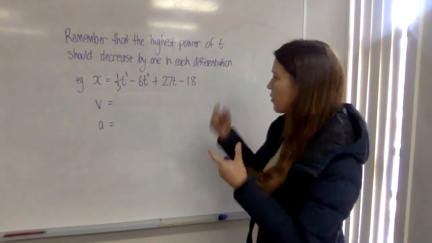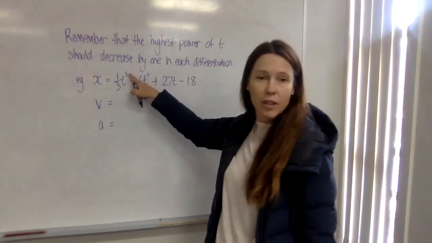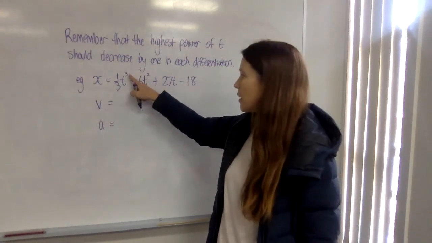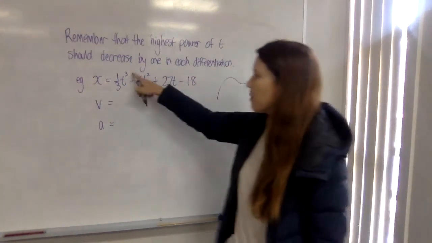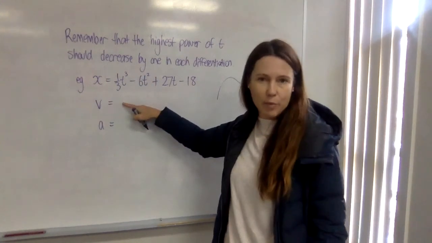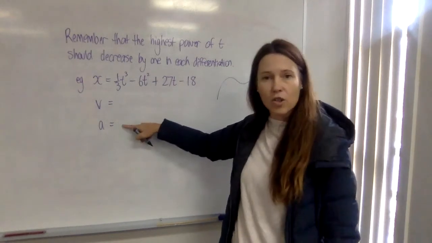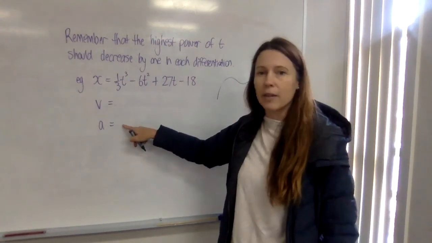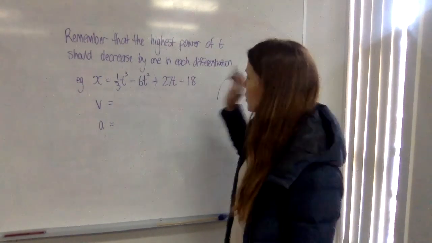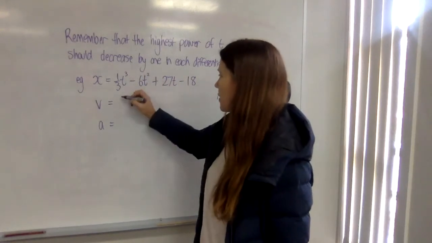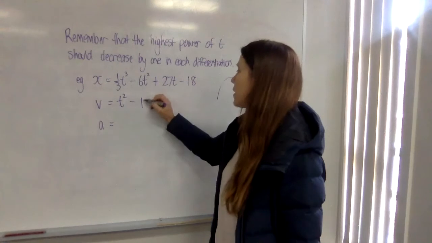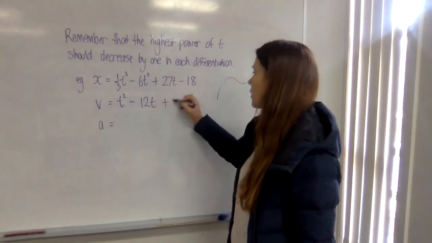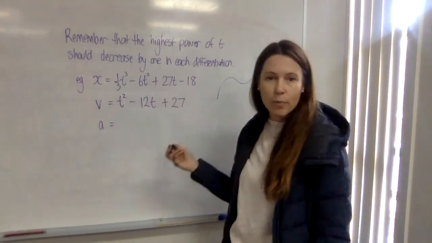So for an example like this, we've got a cubic curve for displacement, and it's a positive one, so we know it's going to have some sort of shape like that perhaps. That means that velocity will be the shape of a parabola, and acceleration should be linear or a straight line when we graph it. So differentiating this one quickly just for practice, we'd get 3 comes down, so we've got t squared minus 12t plus 27. Sure enough, looks like a parabola.